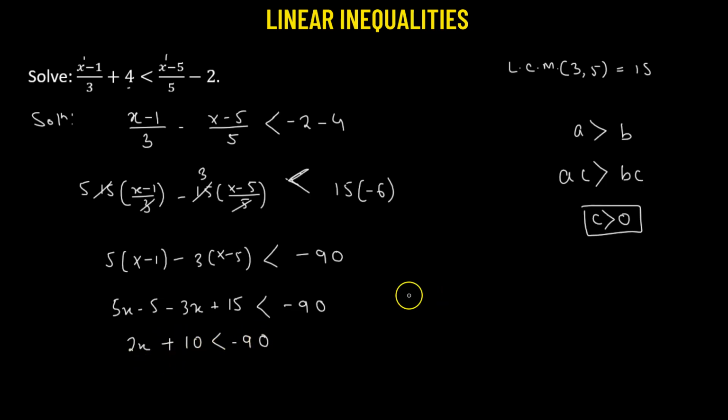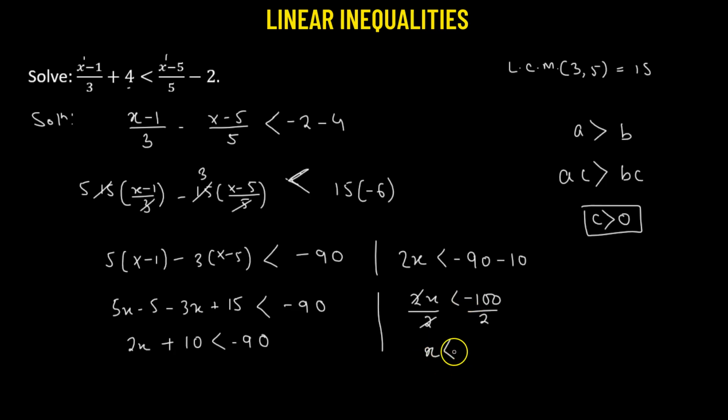We have 2x less than, so we'll transpose 10 from the left hand side to the right hand side, so that will be negative 90 minus 10. So 2x is less than negative 100, and we'll now divide both sides by a positive number. If we divide with a positive number, the sign of the inequality is not going to change. So x is going to stay as less than negative 50.